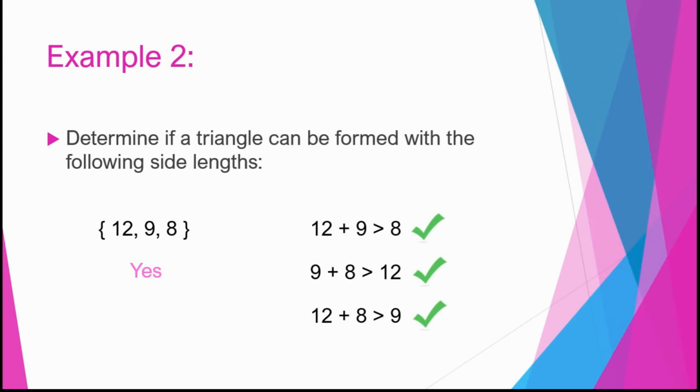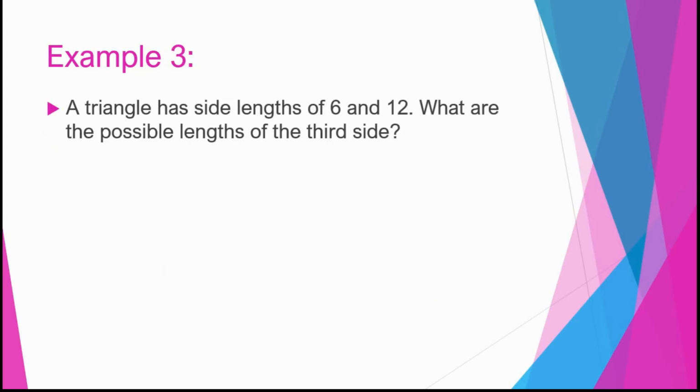We can also use the triangle inequality theorem to help us out when we're finding a missing side length. So kind of a range for them. So a triangle has side lengths of 6 and 12, and we want to know the possible lengths of that third side. So the way we're going to do this, it takes a little bit more work, but we can handle it. So I like to draw a picture to kind of illustrate what's going on.